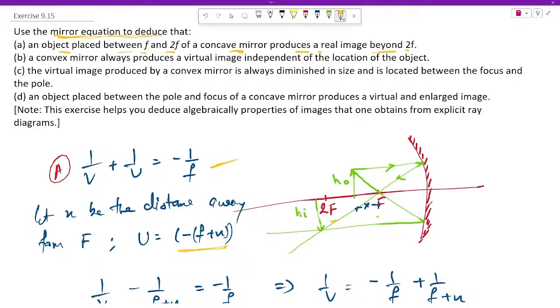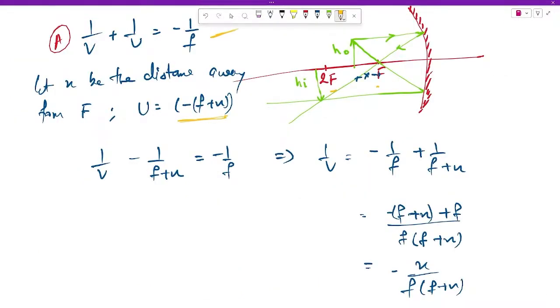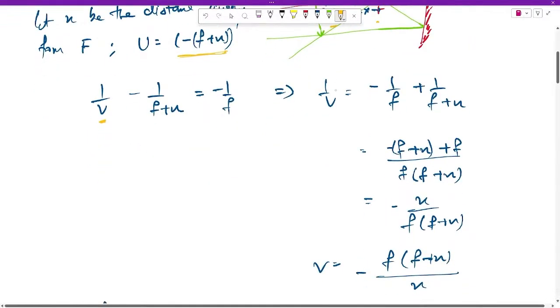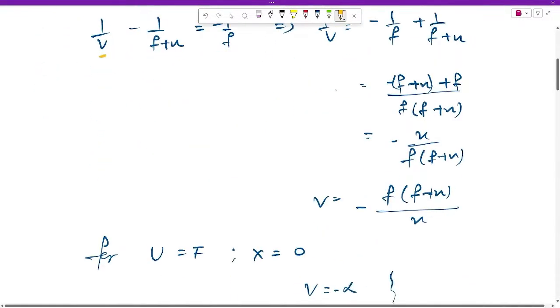So using this value in the mirror equation, we will get 1 by v, that is the image distance, minus 1 by (f plus x) equal to minus of 1 by f. Here minus is because the concave mirror, its focal length using sign convention is taken negative. So 1 by v would be equal to minus of 1 by f plus 1 by (f plus x). Now simplifying this, we will get the value of v as minus of f multiplied by (f plus x) by x.